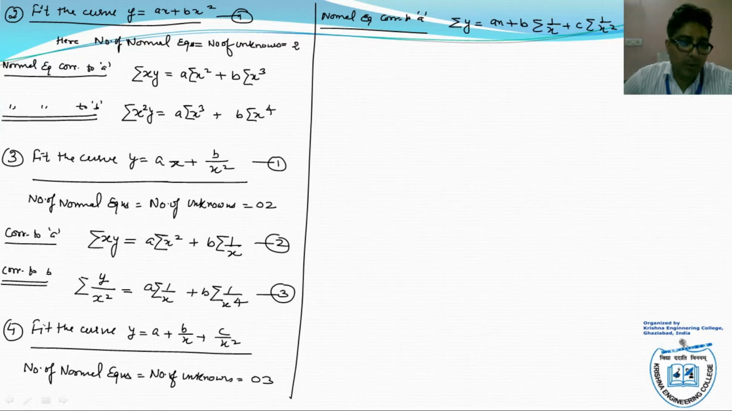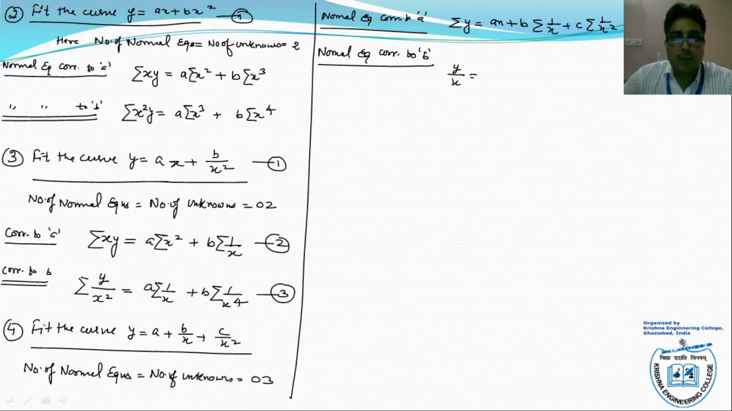Because the coefficient of a is 1, multiply the whole equation by 1 and take the summation. Normal equation corresponding to unknown b. The coefficient of b is 1 by x, so multiplying the whole equation 1 by x and taking the summation, this becomes sigma y upon x is equal to a sigma 1 upon x plus b sigma 1 upon x square plus c sigma 1 upon x cube.